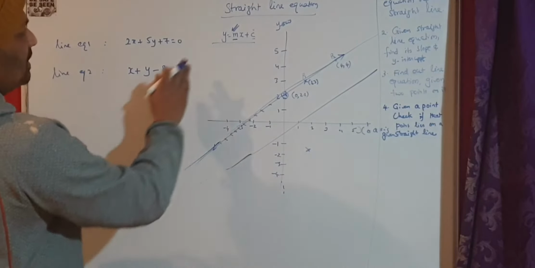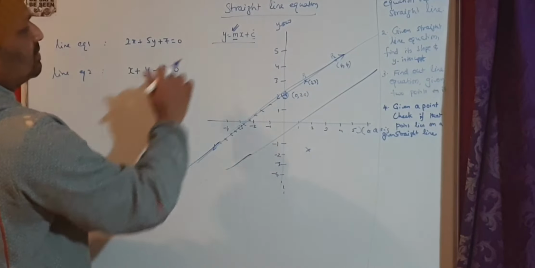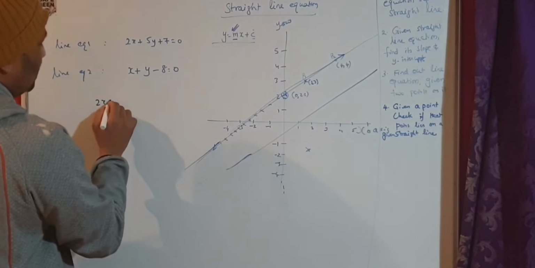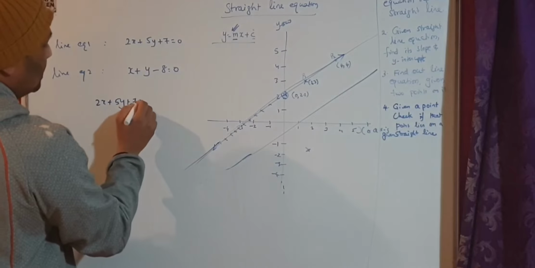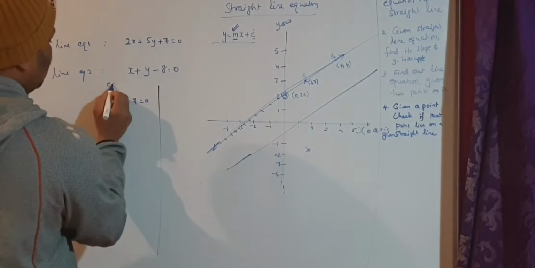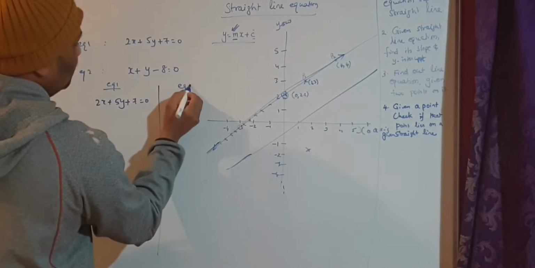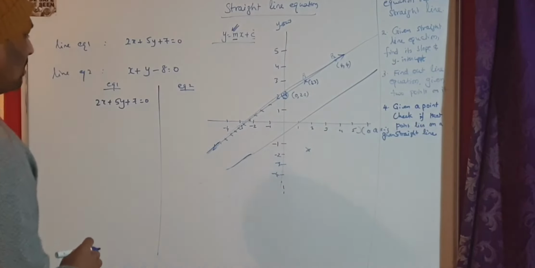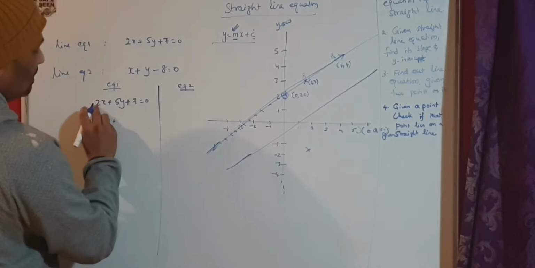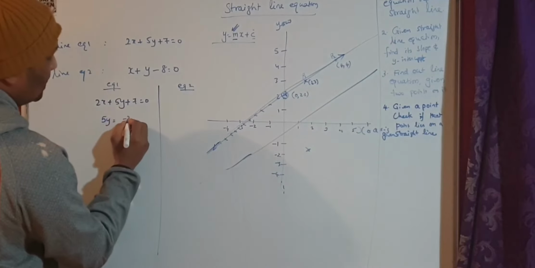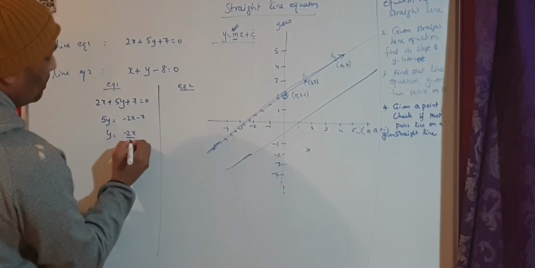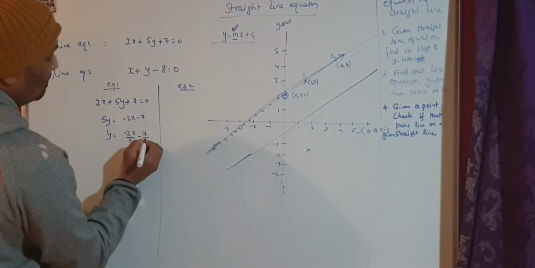Let's find out the slope for line equation 1. Again, you convert this equation into this format. Writing it down again here: 2x plus 5y plus 7 is equal to 0. This is equation 1, and this is equation 2. Let's find out equation 1's slope. 5y is equal to, taking 2x and plus 7 to the other side, minus 2x minus 7, and y is equal to minus 2 by 5 x minus 7 by 5.